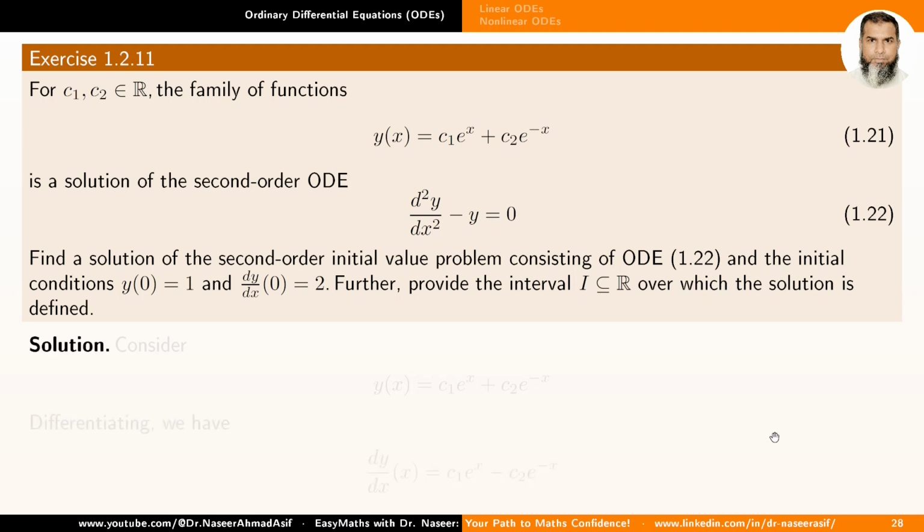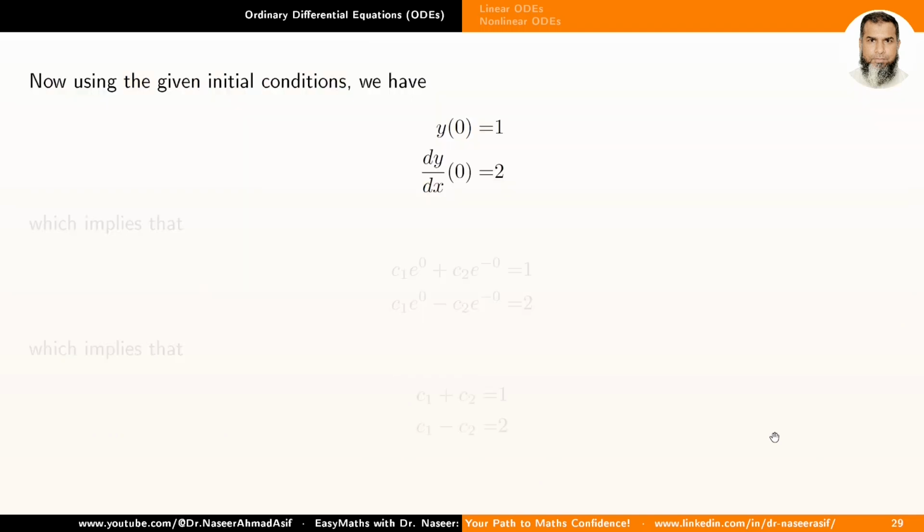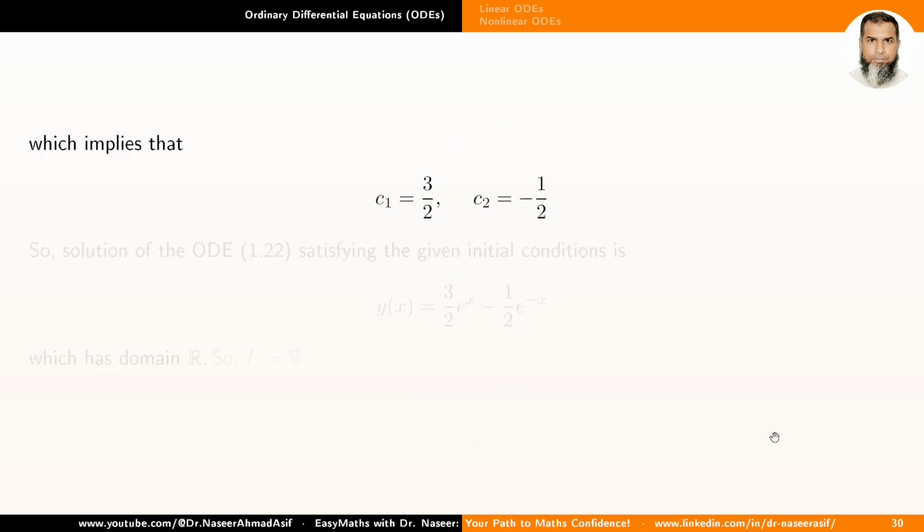Well, see solution. Consider y of x equal to c1 exponential x plus c2 exponential minus x. Differentiating, we have dy by dx of x is equal to c1 exponential x minus c2 exponential minus x. Now using the given initial conditions y of 0 is equal to 1, dy by dx of 0 is equal to 2, we have c1 exponential of 0 plus c2 exponential minus 0 is equal to 1, c1 exponential of 0 minus c2 exponential minus 0 is equal to 2. So c1 plus c2 is equal to 1, c1 minus c2 is equal to 2. So c1 is equal to 3 by 2, c2 is equal to minus 1 by 2.